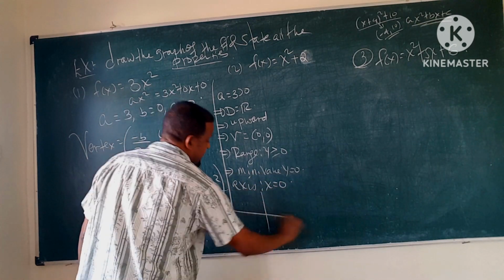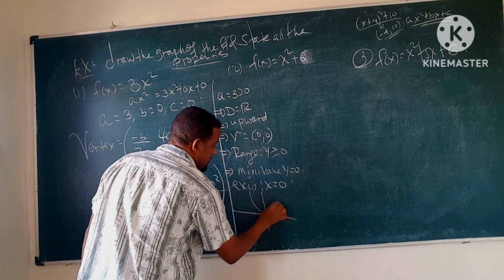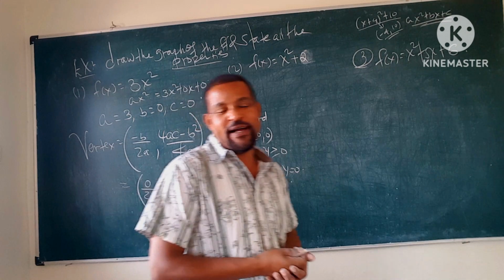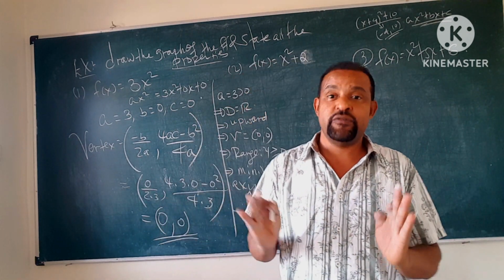So the graph looks like this. This is the graph. Here, this worked for case 1. Good.